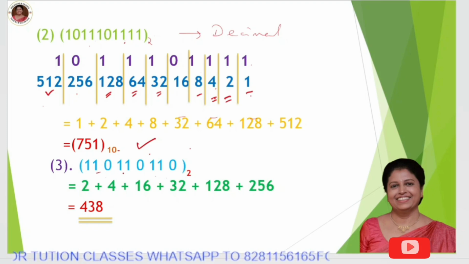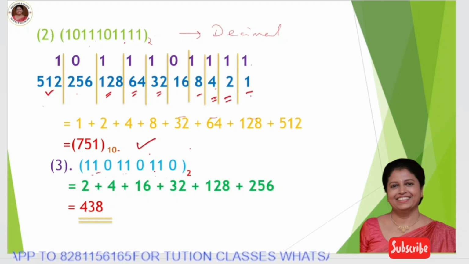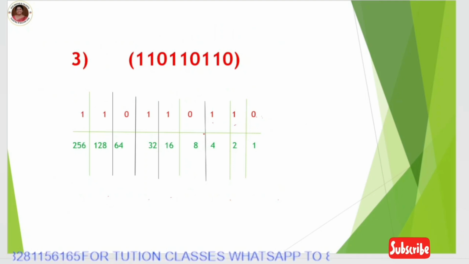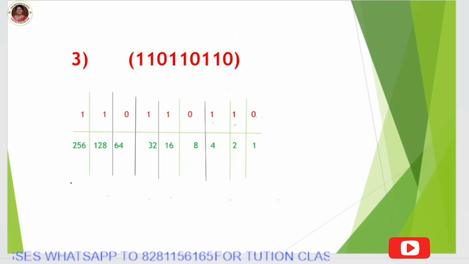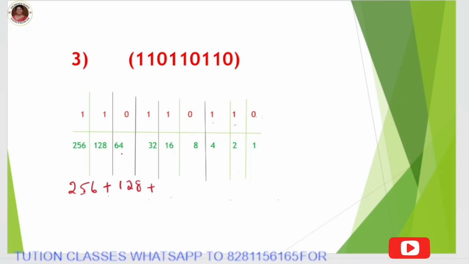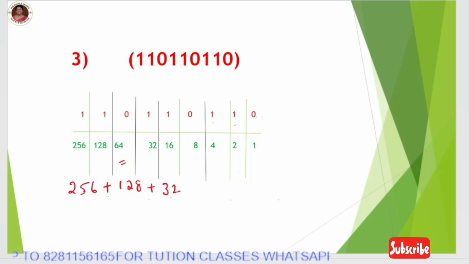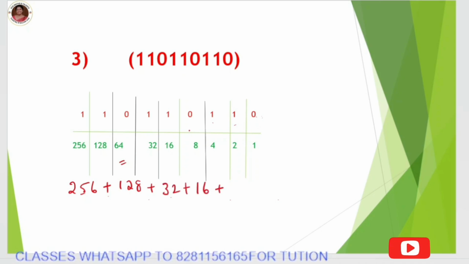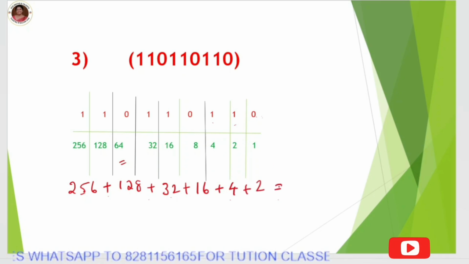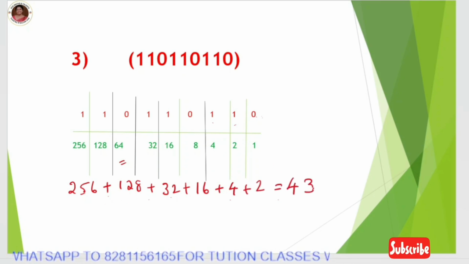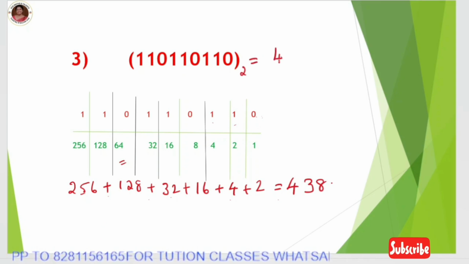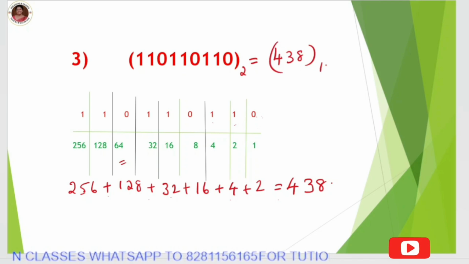Okay. Then come to the next question. 110110110. Here also we can write like this. Then we can write the positional values. Then we can add these numbers: 256 plus 128 plus 0, 32 plus 16 plus 0, then 4 plus 2, and again 0. That is equal to 438. That means this number is equal to 438 to the base 10.